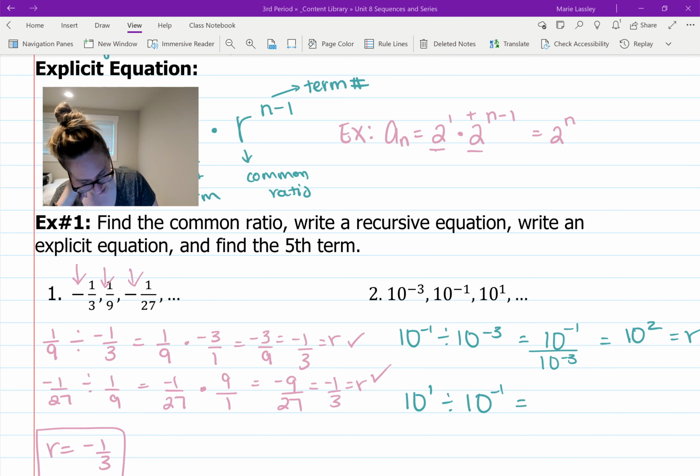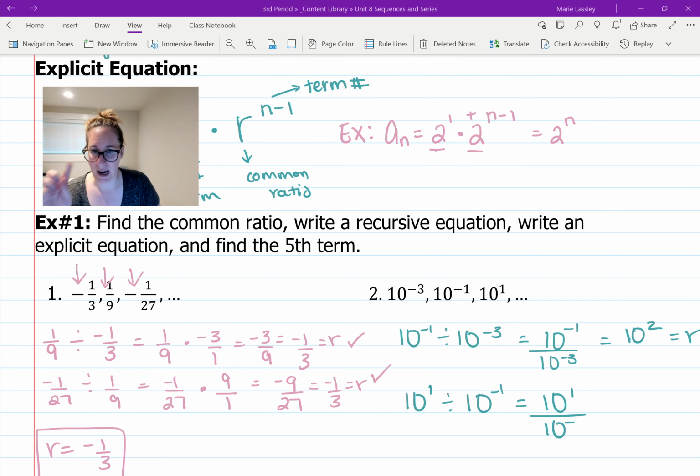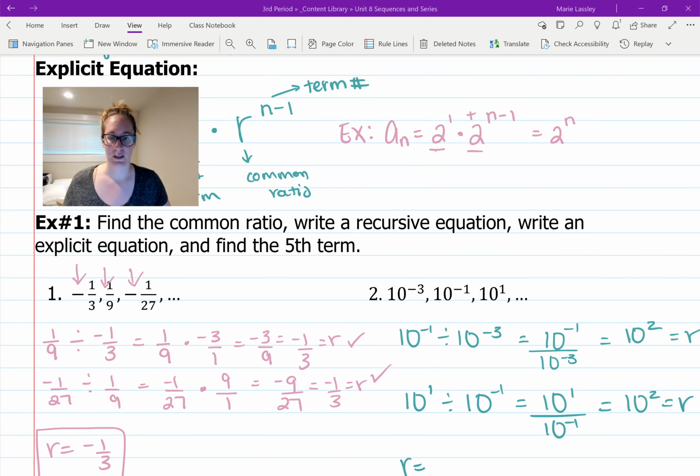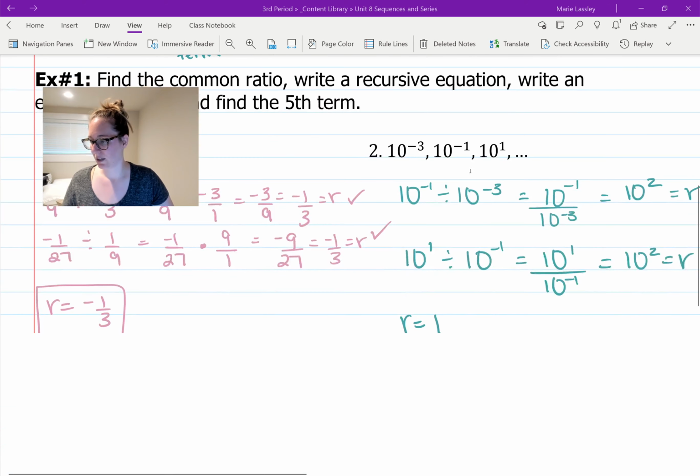Anyways, we have 10 to the first divided by 10 to the -1st equals, so we subtract: 1 minus -1 gives us 2, so 10 to the 2. So again, we have the same common ratio. All right, so now we have our common ratio. R equals 10 to the power of 2. Oops, let's scroll.